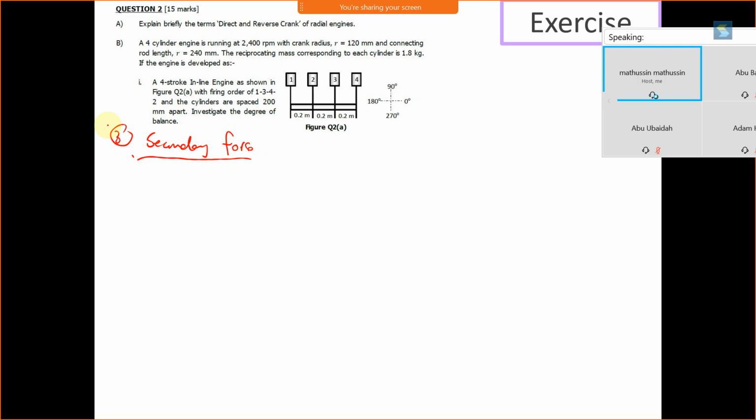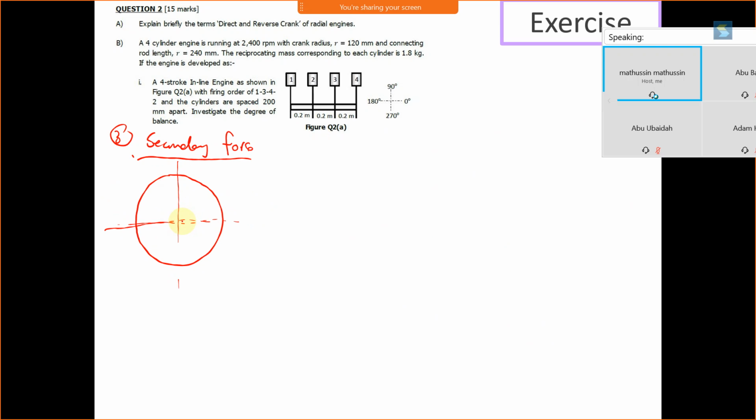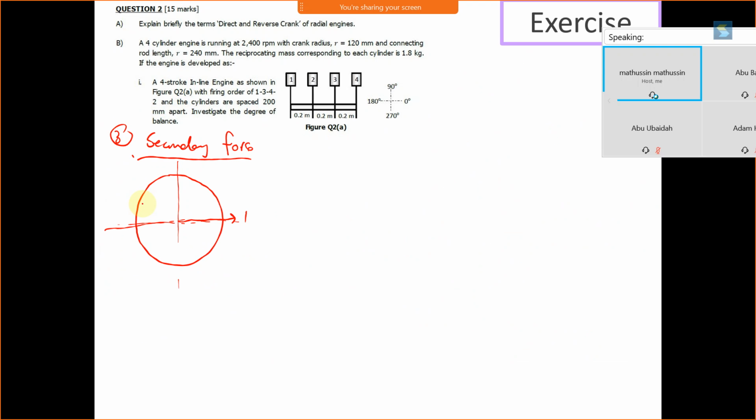Okay, for secondary force we know we must consider theta to be double. Okay, must be double. So when we draw our diagram, it must refer to the primary force. See? 1, 4, 2, 3 there. So number 1 is still the same, right? Same. And then next is number 3.